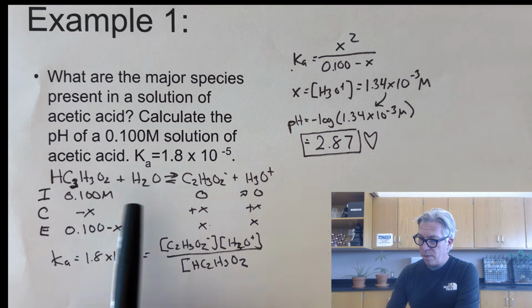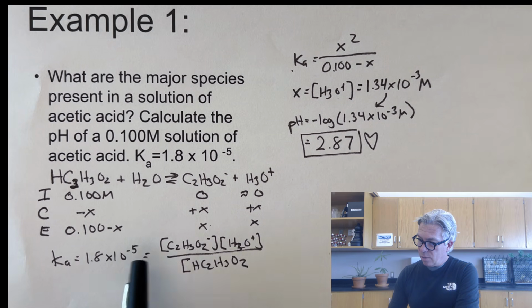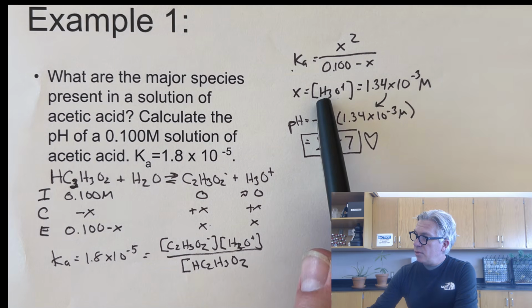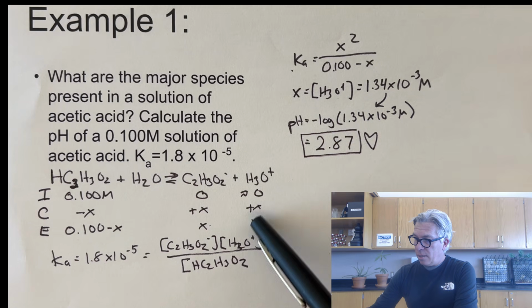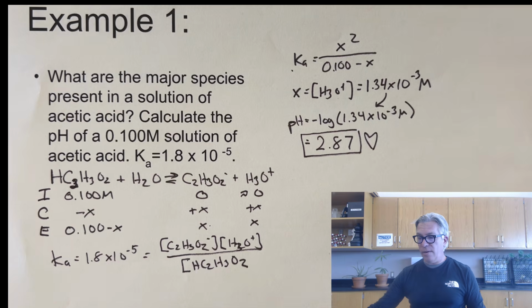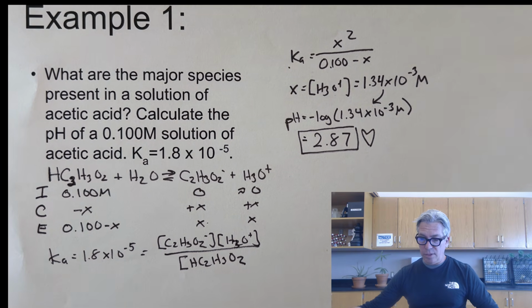Initial, 0.1, 0, and approximately 0, change minus x, plus x, plus x. Get your x terms. Set them equal to the Ka value, which is 1.8 times 10 to the minus 5th. And if you solve for the x, which is the H3O plus concentration, you get a number. And if you take the negative log of it, you get 2.87. So I whipped through that pretty quickly. But if you want to pause the video, feel free to do that. And if you want to, try one on your own.